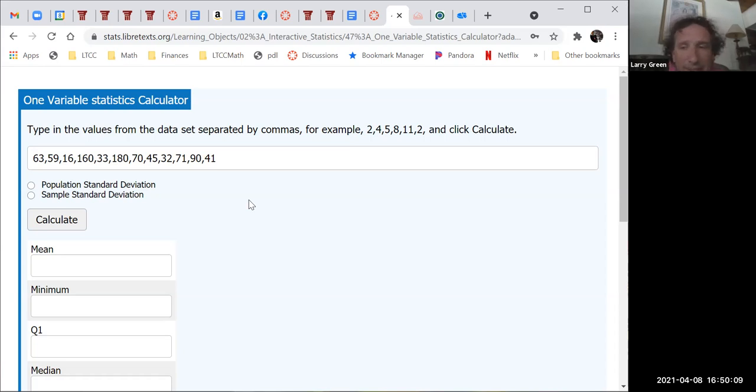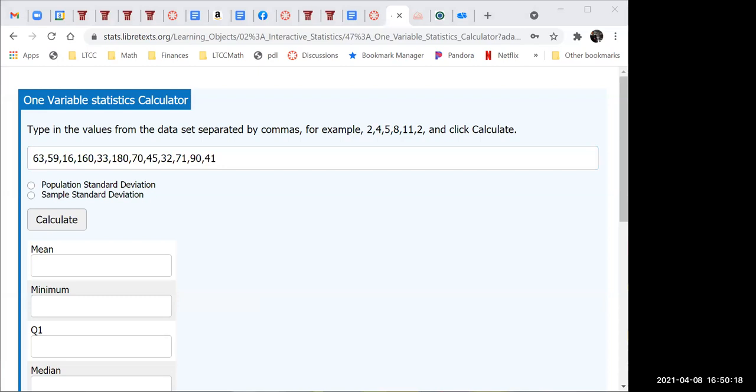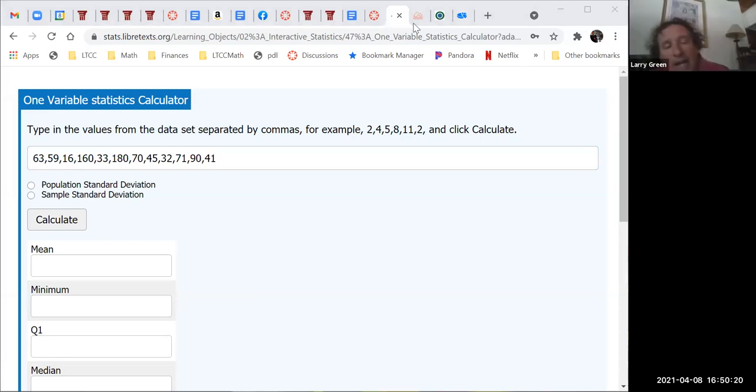Okay, is this the population or did I take a sample? What do you think? Sample? Yeah, this is a sample, especially if I want to look at, I don't know, LT students that are college students. So I write sample standard deviation. Usually it's going to be sample.